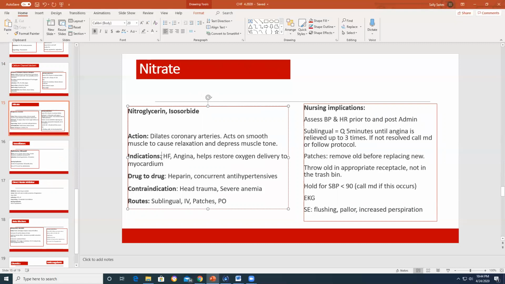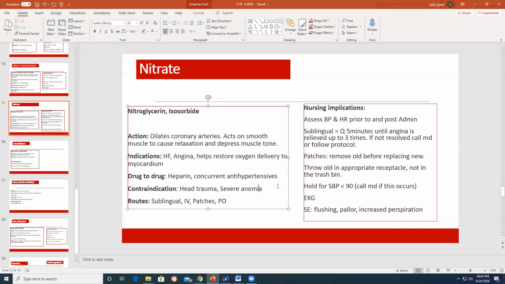Those are the indications. And let me see here, drug to drug. So heparin and concurrent antihypertensives. Concurrent antihypertensives are really the same for most of these medications, but remember I told you that a lot of these patients will be on multiple of these drugs, and it's just a matter of monitoring them very closely, and then also educating them for their home blood pressure and heart rate. An interaction is heparin, and a contraindication is head trauma and severe anemia. So think about this. If someone's taking nitroglycerin, it really is vasodilating really, really quickly.